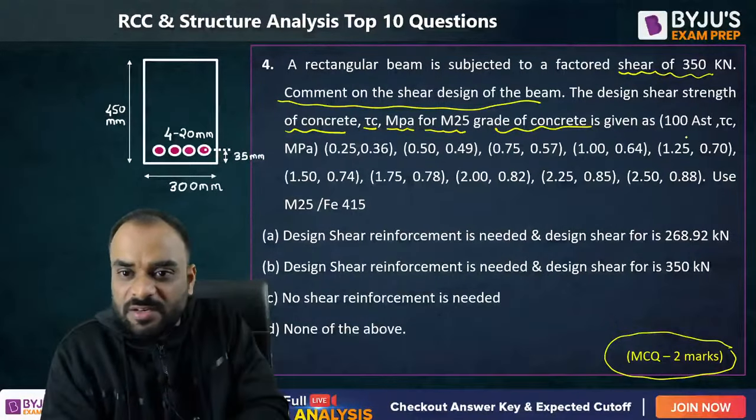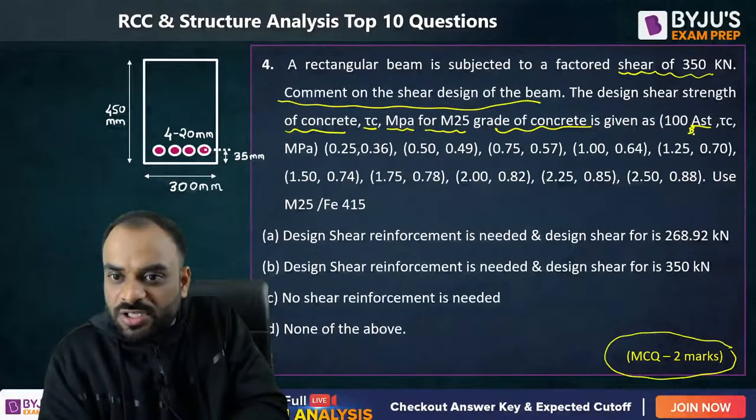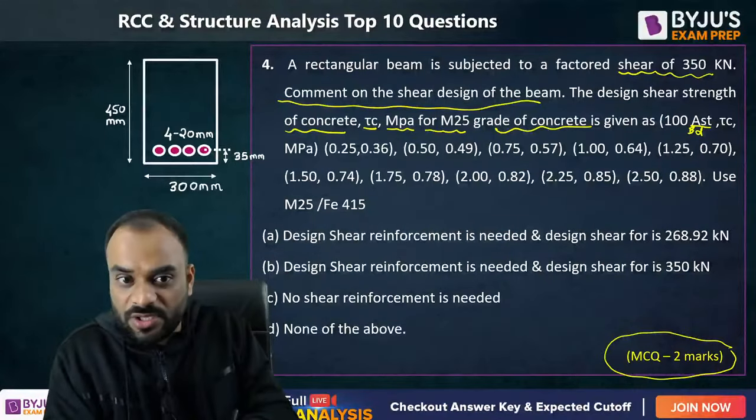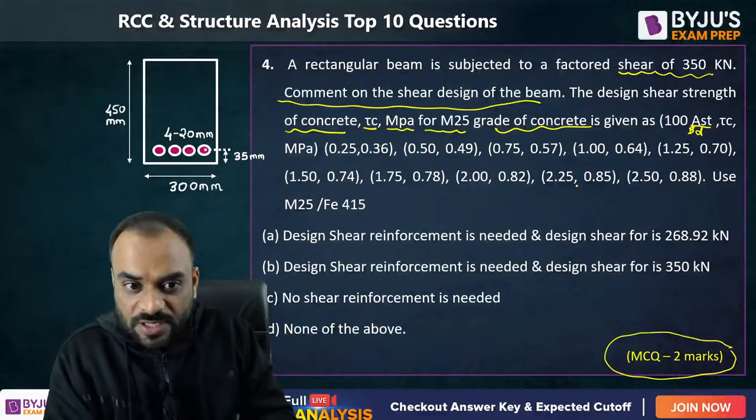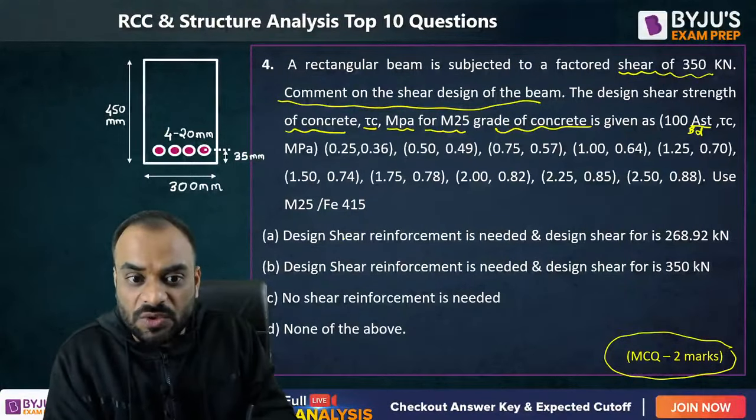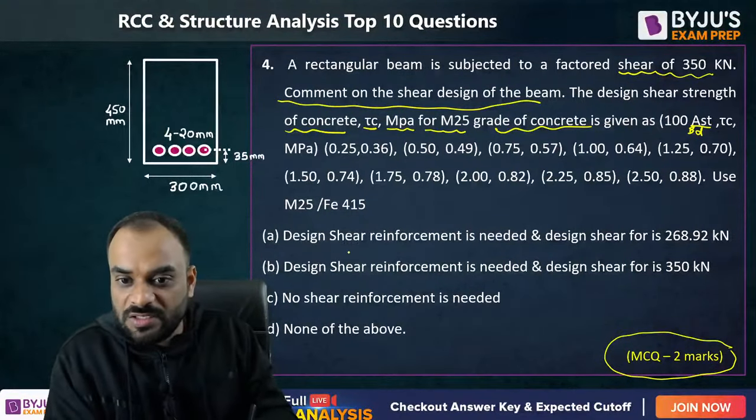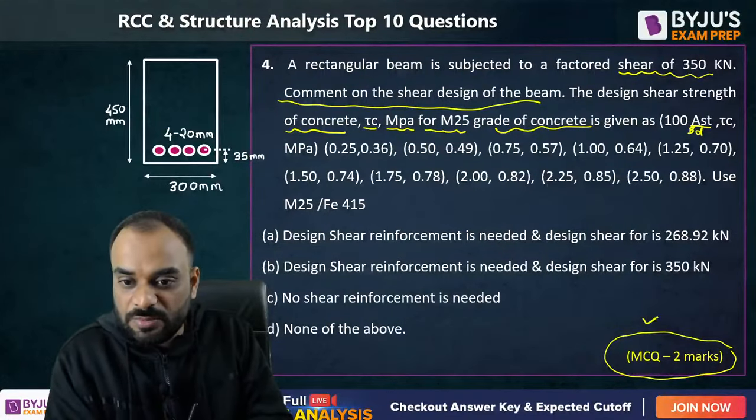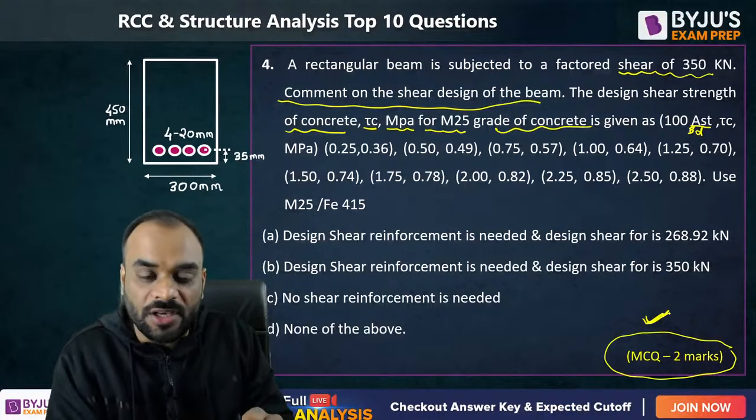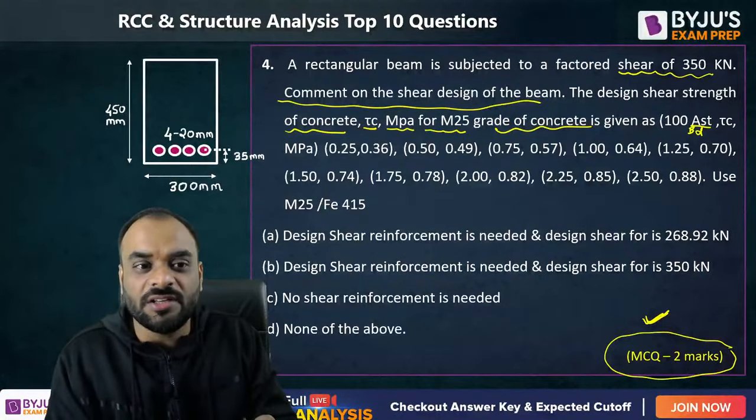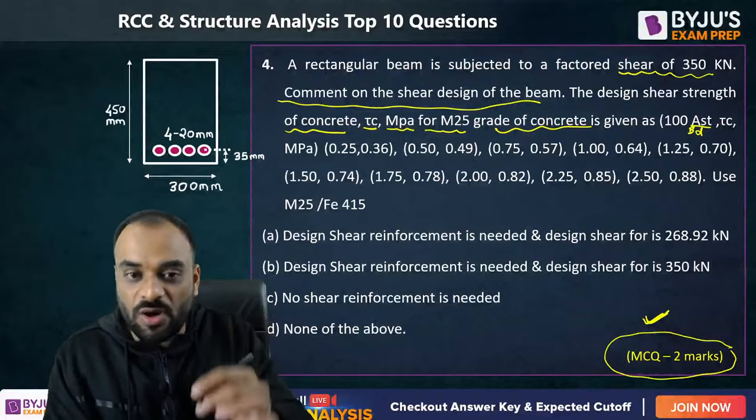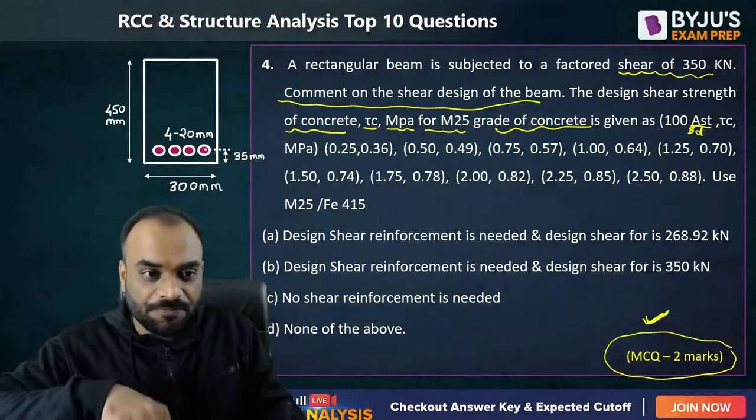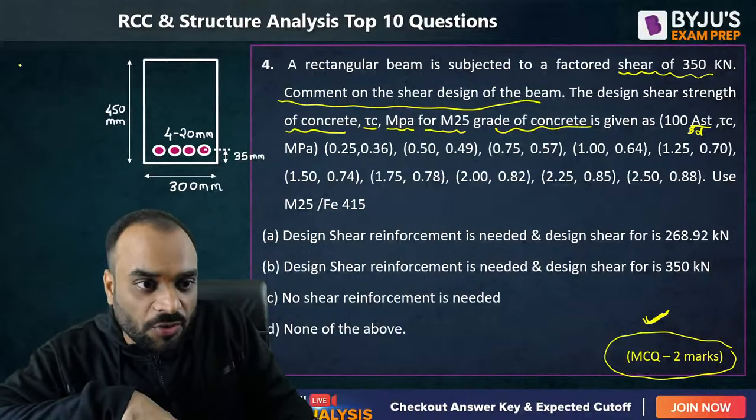100 AST divided by B into D, which is basically the percentage of tension steel which is given to us, okay? And tau c value is given to us, right? Now what we need to do over here, guys, we need to check out of these statements which one is correct, because this is an MCQ type of problem. So first of all, we need to check whether the design shear reinforcement is required or not in the problem. How we can calculate it? Very easy. Let's calculate the tau v value.